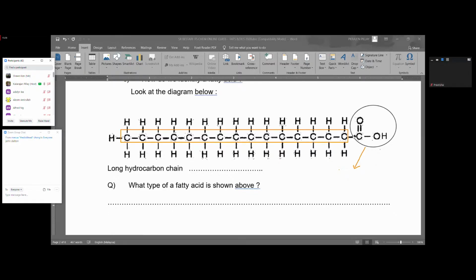Understand? Okay. Next question is this. What type of fatty acid? There are two types of fatty acid. I want you to see here. Can you see all single bonds? When we studied alkanes, what type of hydrocarbon? Jaying, what type of hydrocarbon are alkanes?